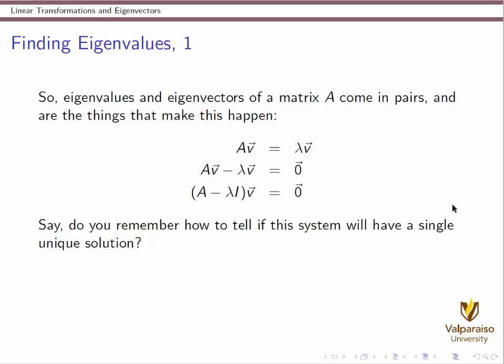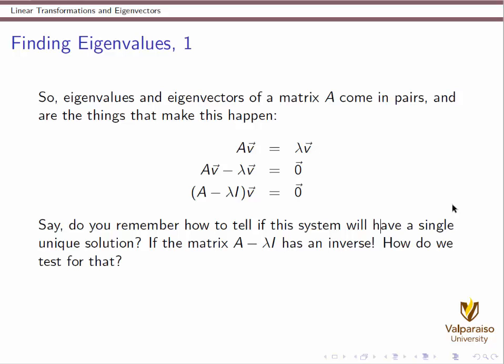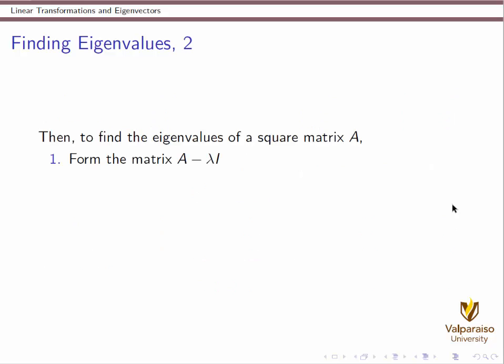How can we tell if that system of equations is going to work, i.e. is going to have a solution? Well, if the coefficient matrix has an inverse. How do we test if a matrix has an inverse? You test its determinant. So here's how it's going to go.